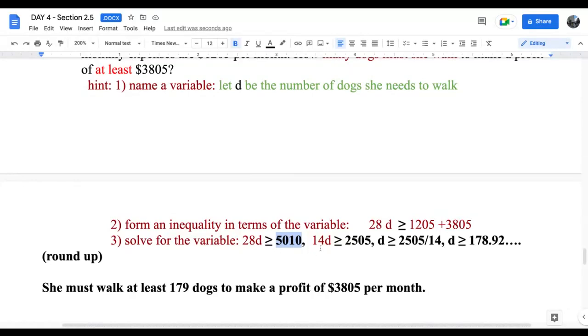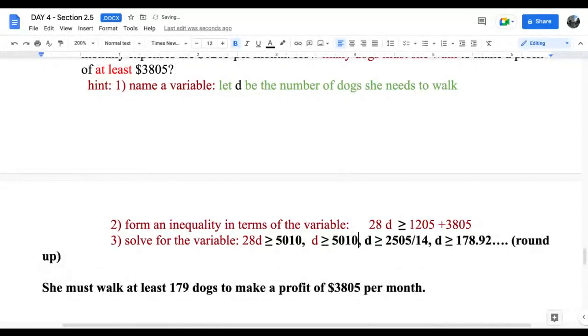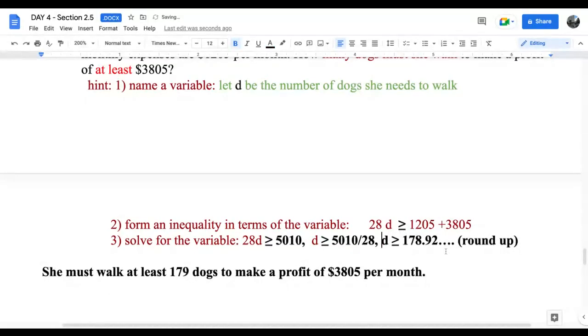And if we want to simplify, we just simplify. We just do D divided by 28. D is greater than or equal to, let's do this, 5010 divided by 28. You could just use your calculators at this point, because this is a big number. That means D has to be greater than or equal to 178.92. And in this case, do you see we need to round up?